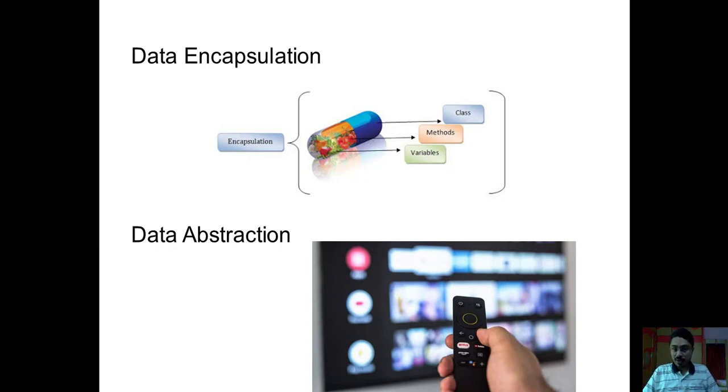How has abstraction been achieved? In abstraction, in order to turn on the television, you don't need to know how the power is being supplied to the television. You don't need to know how the speakers are working. You don't need to know how the picture tube is working. You simply need to work with the remote control interface. With the remote control, you just have to press the desired button to get the function done from your television. So this is how abstraction has been achieved.